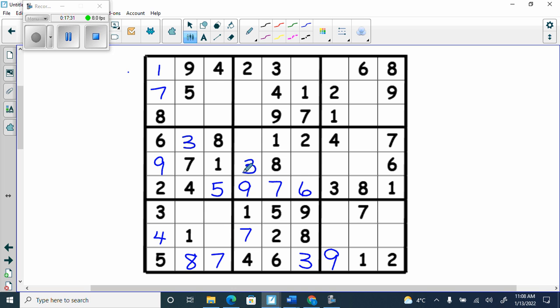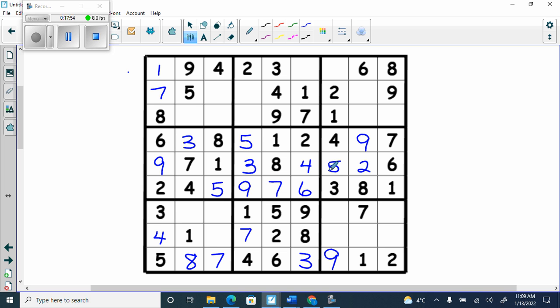3. Then 4. Can't go here, so go here. Then 5. Then this would have to be a 9. And then I'm missing 2 and 5 in this 9 box. There's already a 2 here. This would be 2 and a 5. I feel really smart right now.